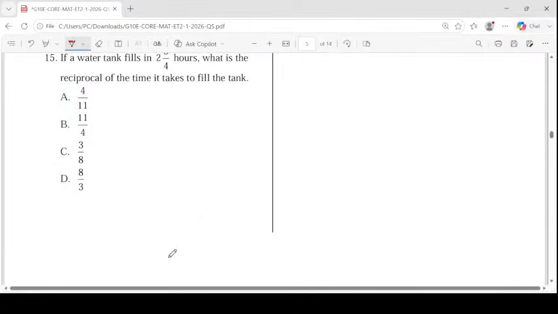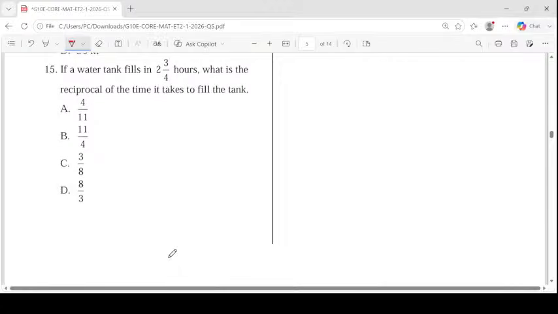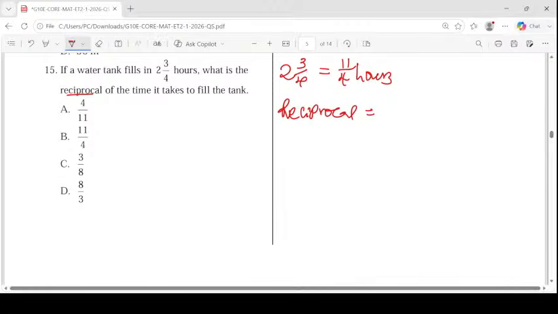Question 15. If a water tank fills in 2 3/4 hours, what is the reciprocal of the time it takes to fill the tank? So when you have 2 3/4, you multiply and add, this will be 11/4. Now they want the reciprocal. So when you get the reciprocal, the numerator becomes the denominator and the denominator becomes the numerator. So this becomes 4 by 11, making choice A for apple the correct answer.